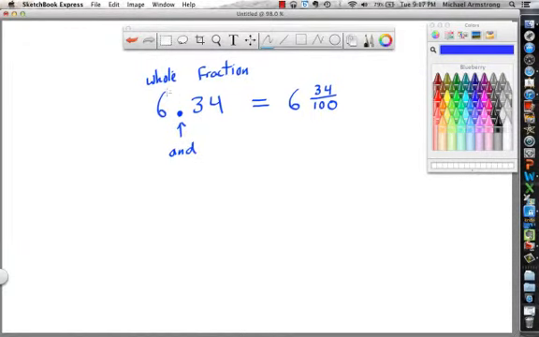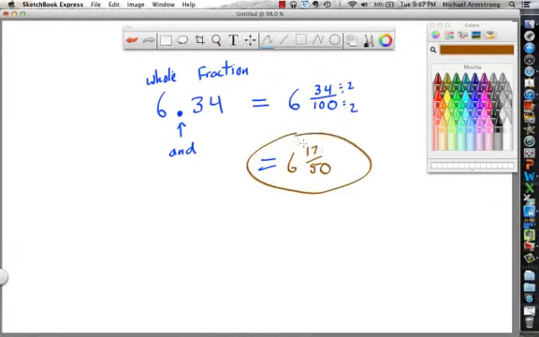6 34 hundredths. And then we're going to simplify. You can divide 34 and 100. You can't divide 34 by 4. 4 goes into 32 and it goes into 36. So let's just start with dividing by 2. Alright, so 6 17 fiftieths. And I think that 17 is one of those numbers we're not going to be able to divide 17 by anything that we can also divide 50 by, except the number 1, and that's not going to give us a different answer. So 6 17 fiftieths is our final answer there.